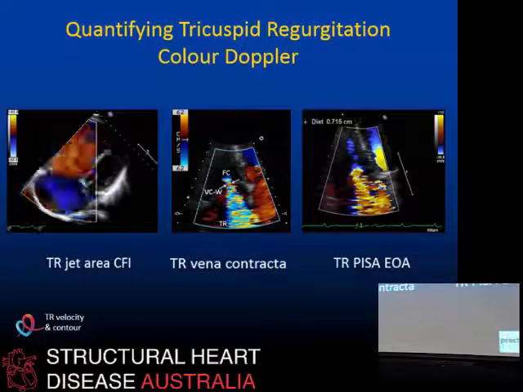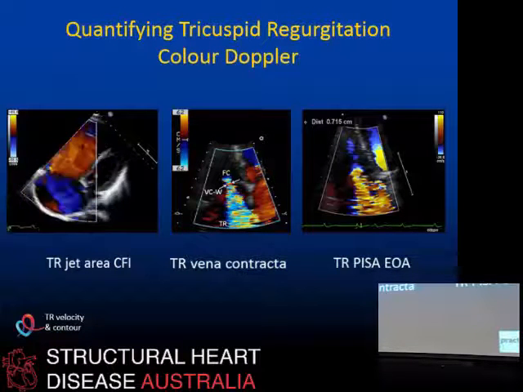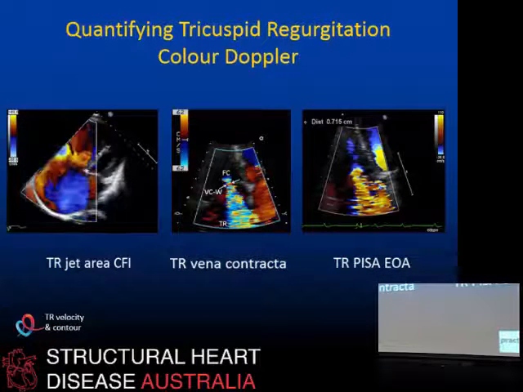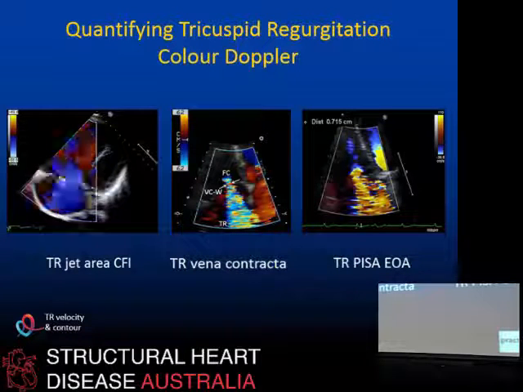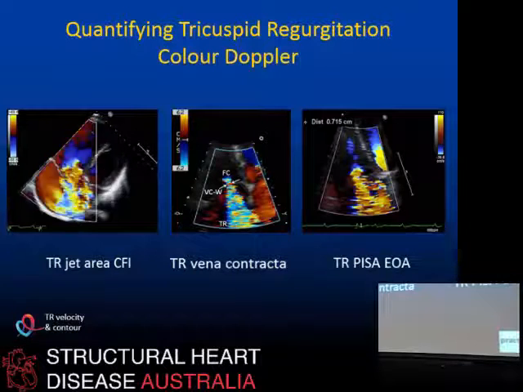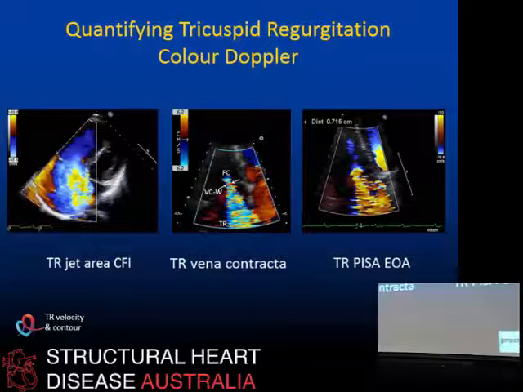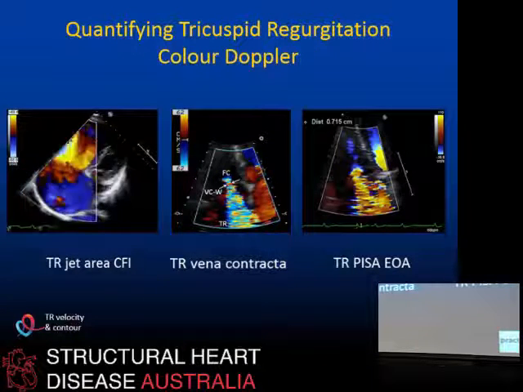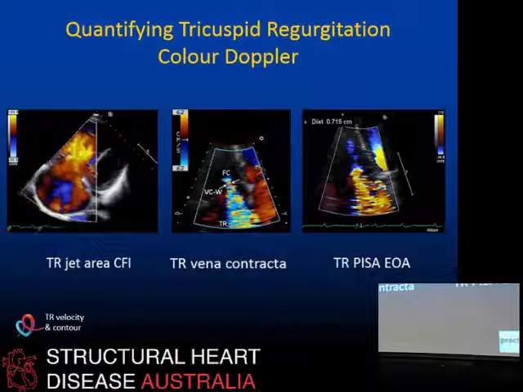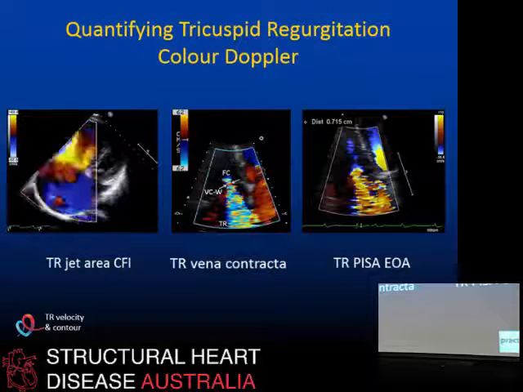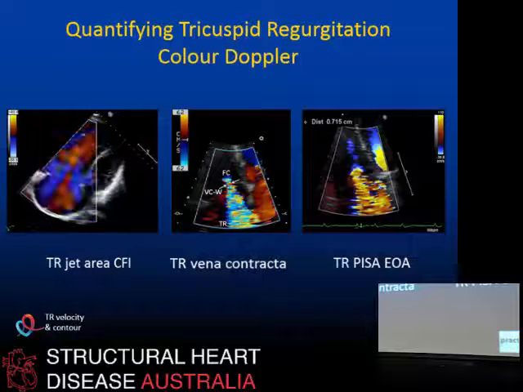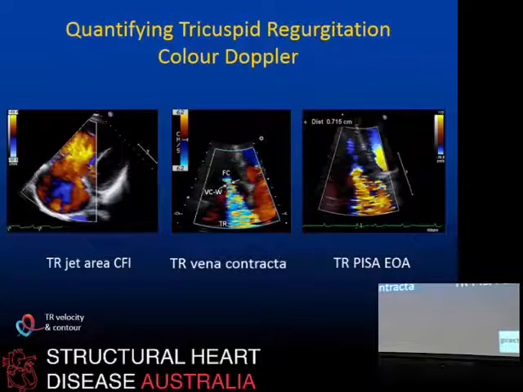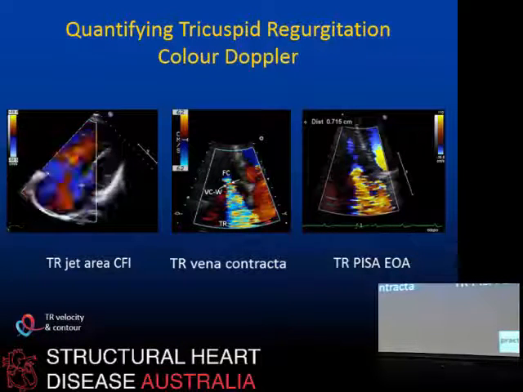There are limitations for using this particular technique, including that we recommend a Nyquist level of 50 to 60 centimetres per second be used, and it's not as accurate for eccentric or wall-impinging jets. With the PISA methodology, again, multiple or eccentric jets reduce the accuracy of this particular method.